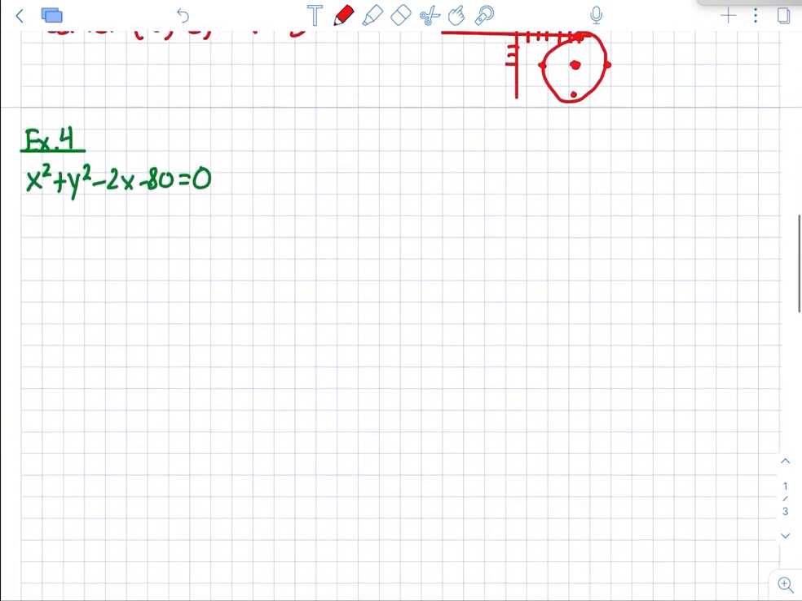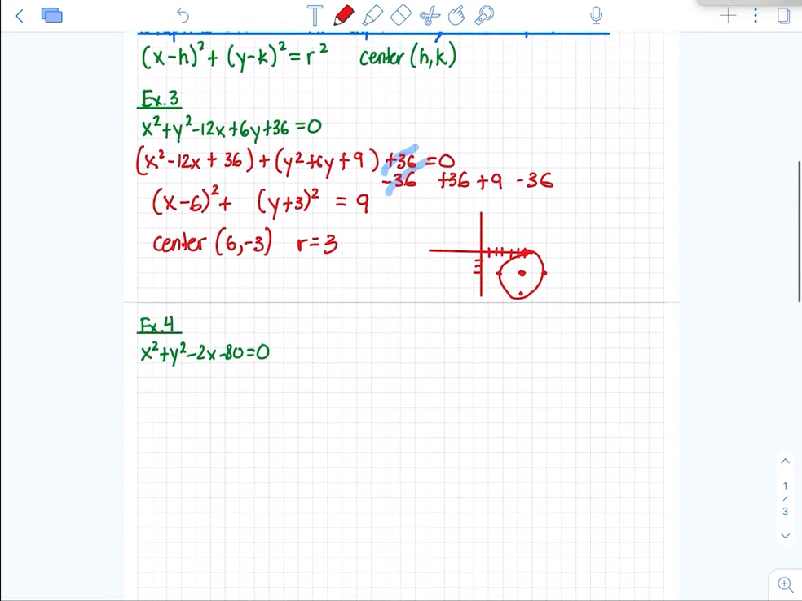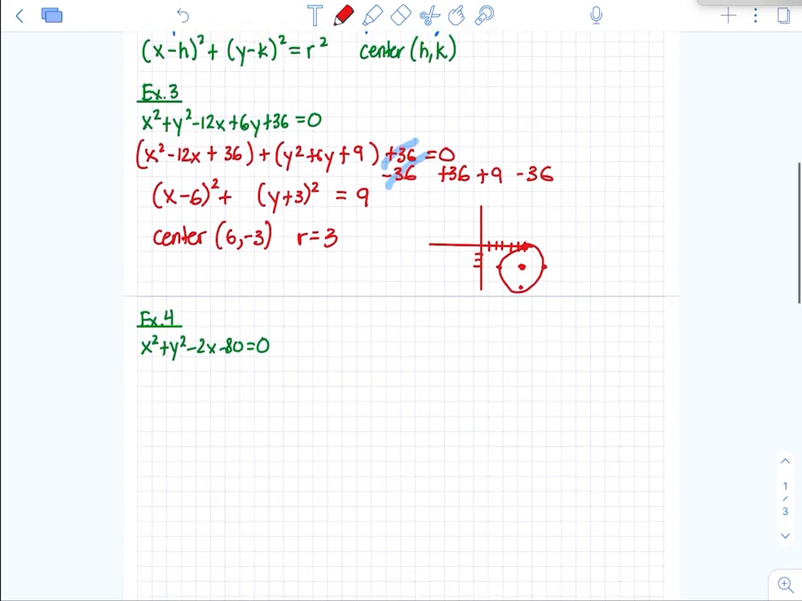Okay, one more. I'm going to stretch this out so you can still see the equation. All right, for this one, let's set it up. So x squared minus 2x, leave some space, plus, notice that there's only one variable of y, there's only y squared, so I can automatically just put that into its form. Minus 80 is equal to 0.